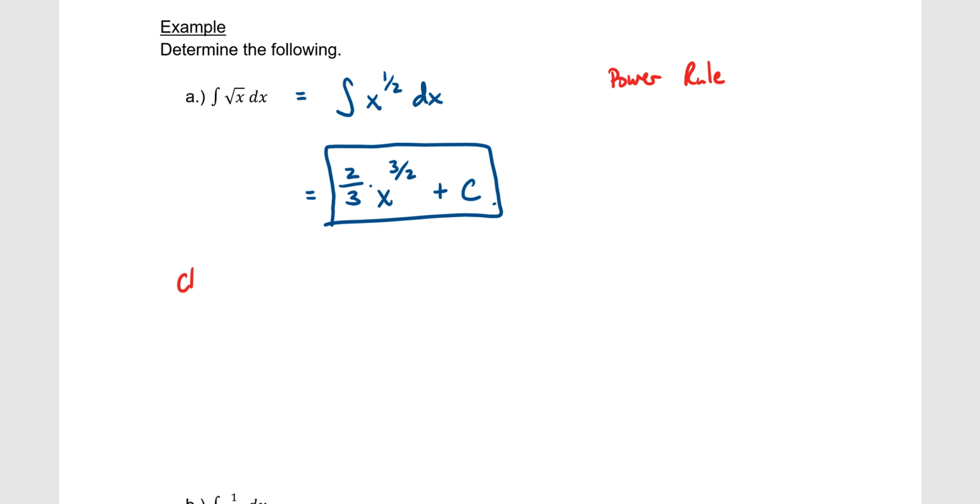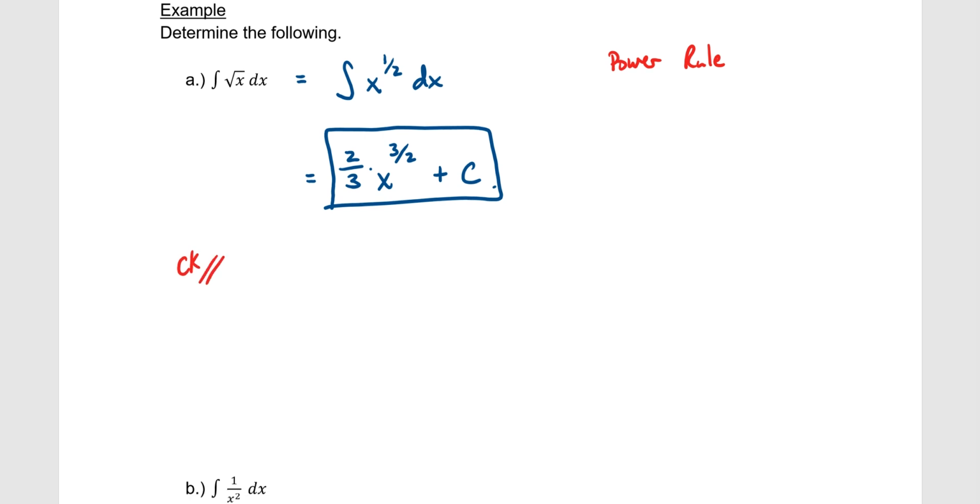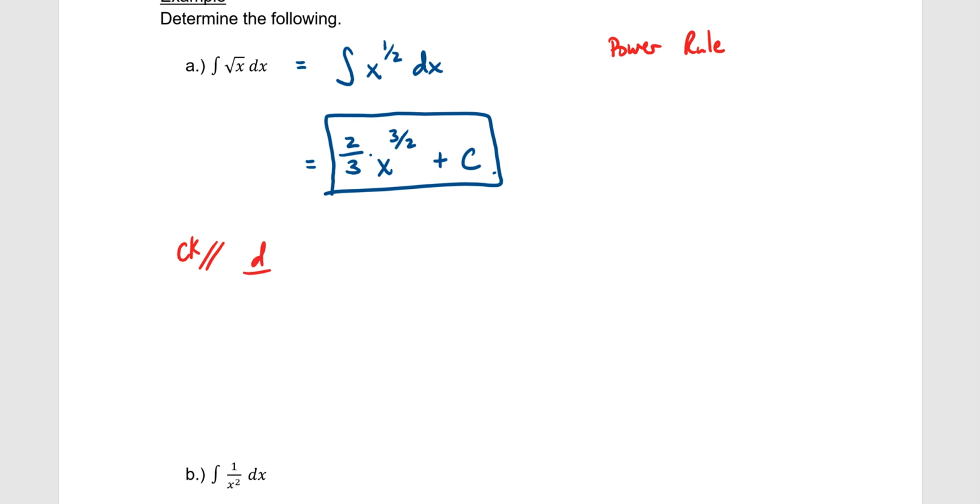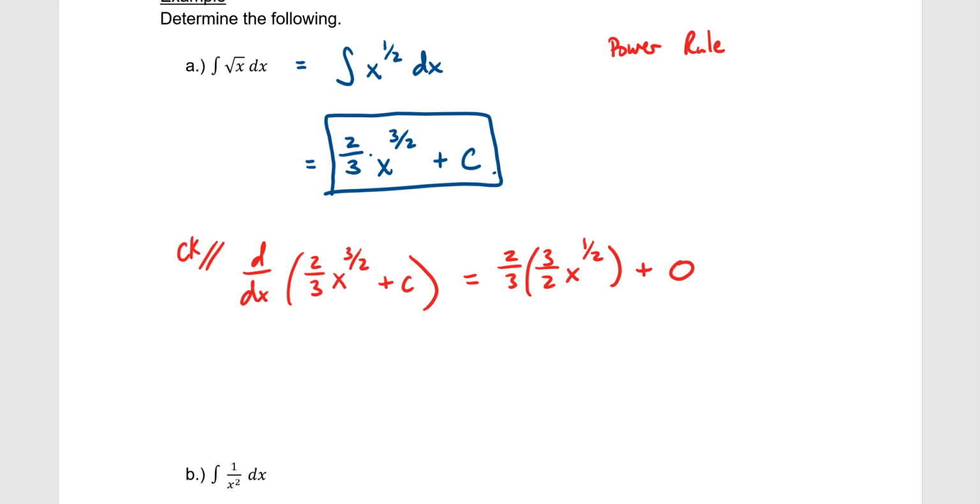You don't always have to do this, but for now let's go ahead and check our answer. Let's differentiate our answer and see if we get what we started with. So this is obviously going to be the power rule. Bring the exponent out front. So that's going to be 2/3 times 3/2 x. Subtract 1 from the exponent, we get 1/2. The derivative of c, the derivative of a constant, is 0. 2/3 times 3/2 cancel. We're left with x to the 1/2, which is the square root of x. So we're good, because that's what we started with.